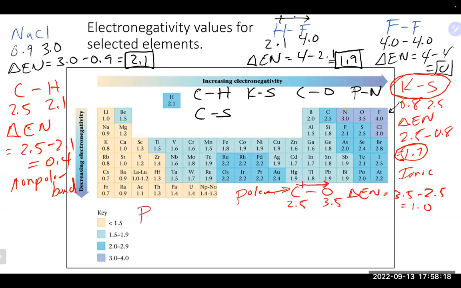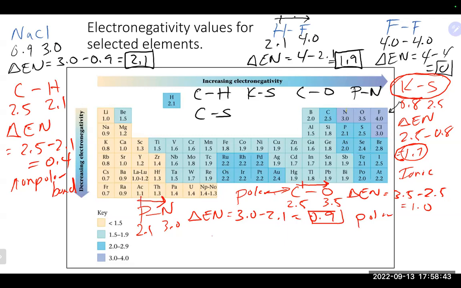Are phosphorus and nitrogen. Phosphorus is 2.1, nitrogen is 3. The difference in electronegativity here is going to be 3 minus 2.1, 0.9, I think. That's going to be polar as well. Once again, it actually will shoot towards the nitrogen in this case.